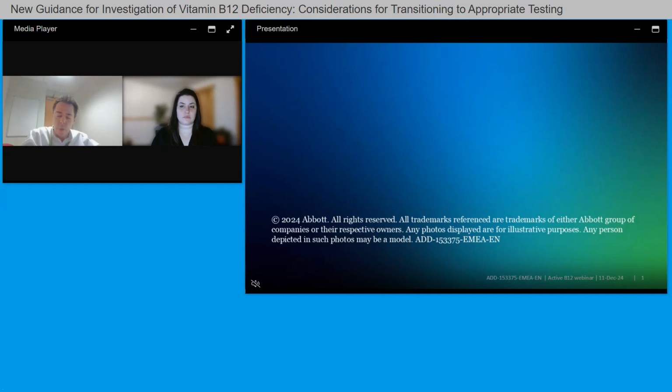But when it comes to performing the biomarkers, the main thing I'd like to emphasize today around the ideal pathway is that whoever's ordering the test and whoever is interpreting the results needs to know the limitations of that test and the utility of the result and the comments that are coming back. So whether you use serum B12 or active B12, are you familiar with the limitations of those tests?